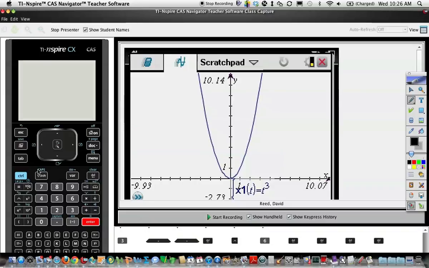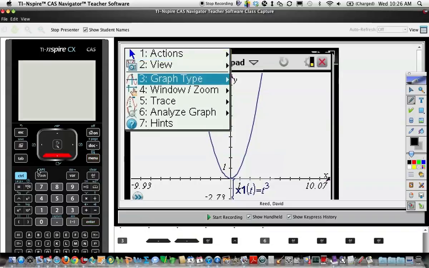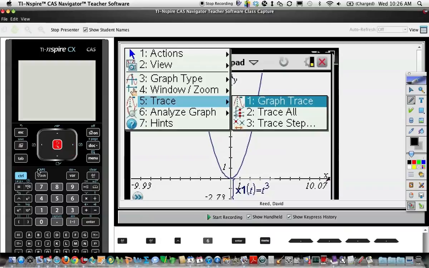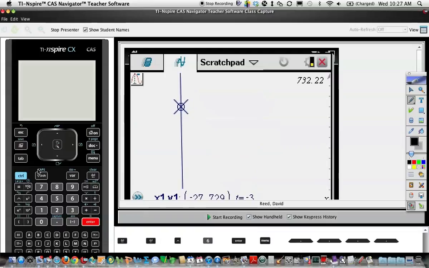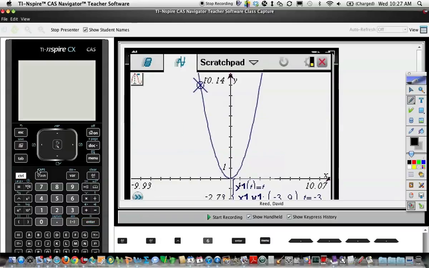Let's trace. Go over to, just trace and type in -3. Or, yeah, just type -3. Oh, that's bad. Hit Control Z. Control Z will undo that. Control Z. Okay, perfect. All right, we'll just stay right there.